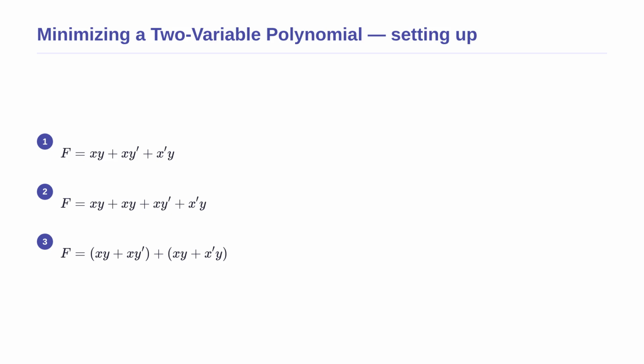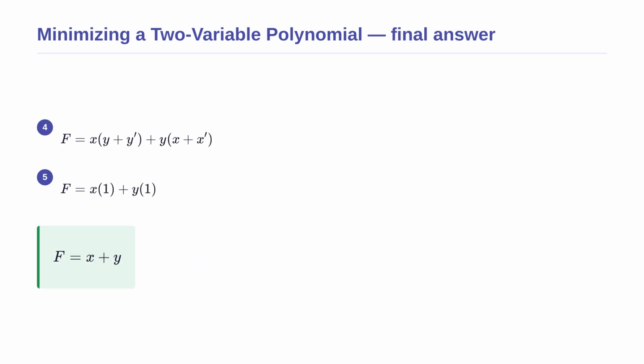Let us see how these rules work in practice. We are given a Boolean polynomial f with 3 terms and 6 literals, and we want to reduce it. First, we use a special trick. We duplicate the term xy. In Boolean logic, adding a state to itself changes nothing, so this is perfectly legal. Next, we rearrange and group the terms using parentheses. We pair the first xy with xy prime and the second xy with x prime y. This sets us up perfectly to factor out common variables.